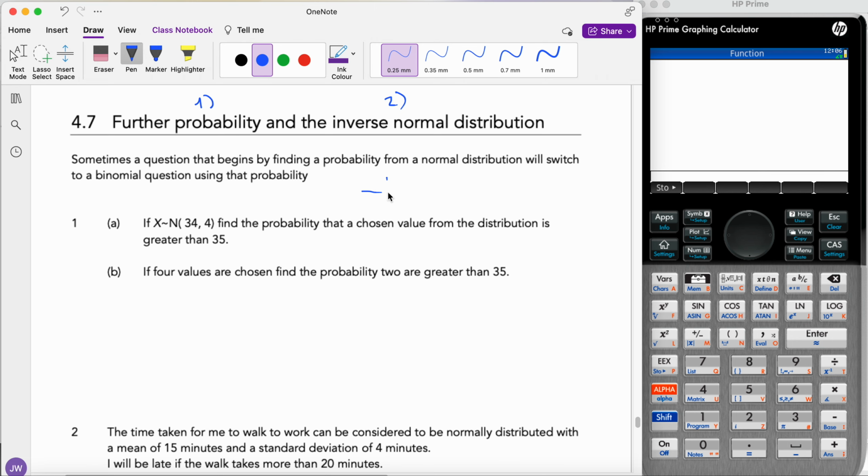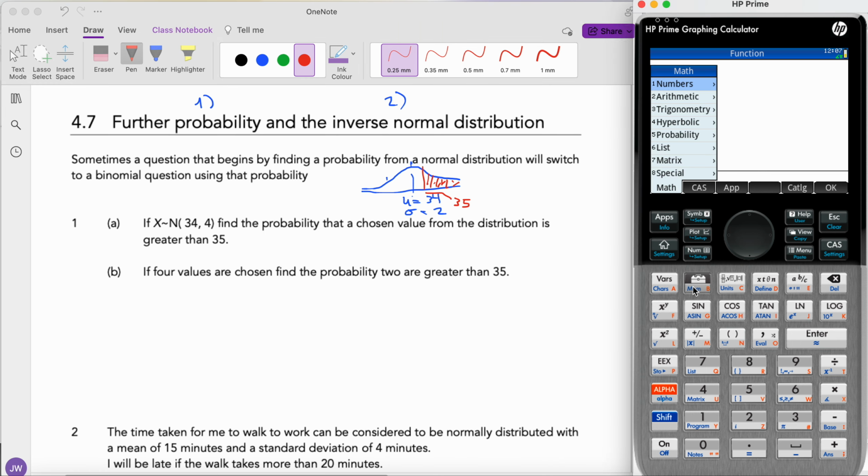All right, so we start off nice and easy. This is an X that is normally distributed. Pardon the bad drawing. Art was not my forte. So this is a mean of 34 and a standard deviation of 2. And what we're asked for is the probability that the value will be greater than 35.